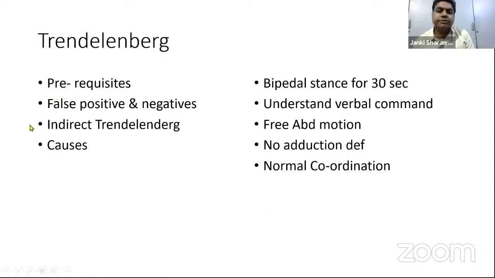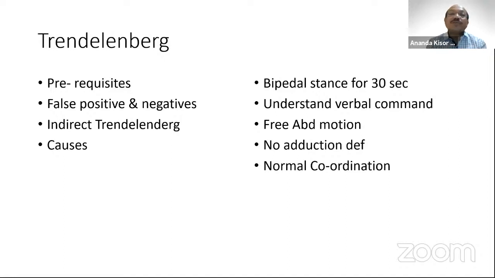Now, false positive is most important. There are false positive and false negative Trendelenburg tests. There are in obesity, and in free adduction, it is always going to be positive. So for the indirect Trendelenburg test, if it is very difficult and the patient is not able to stand, in that case we have to ask the patient to support both hands with the examiner's hands, and elevate the limb one by one.